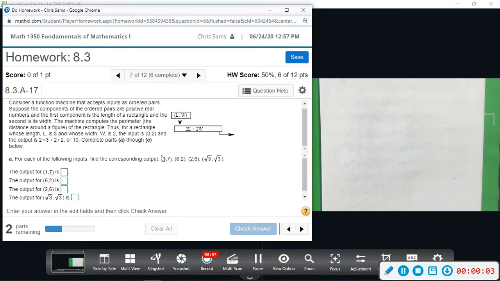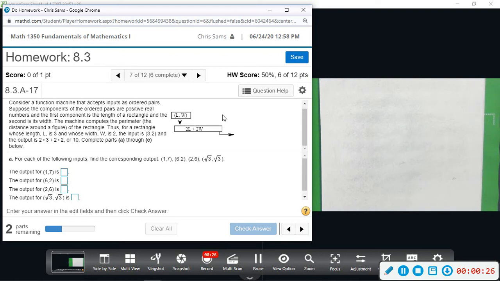Okay, number 7, we want to consider the following machine that accepts inputs as ordered pairs. Suppose the components of the ordered pairs are positive real numbers, and the first component is the length of the rectangle, and the second is the width. The machine computes the perimeter, the distance around the figure.